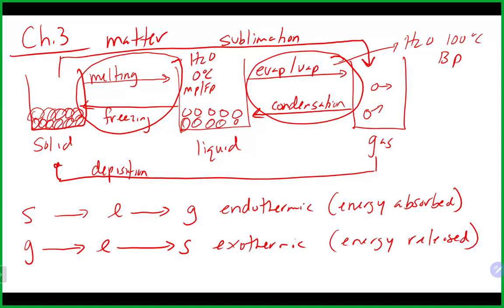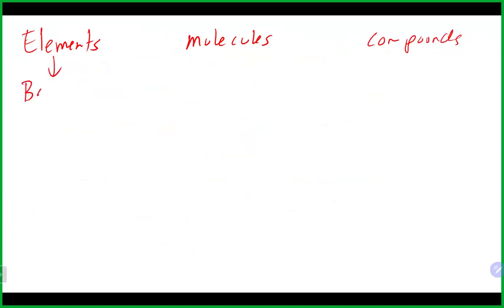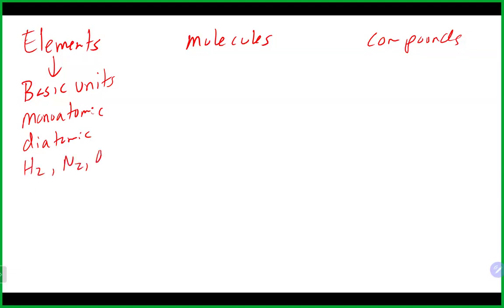All right, then we talked about a few things, I think, as well. We talked about elements, right? Talked about molecules, and we talked about compounds. And a reminder that elements are your basic units of everything. And most elements come as monoatomic, which means they come as one atom. There are certain elements that come as diatomic, which means they come as twos, like hydrogen, nitrogen, oxygen, chlorine, fluorine, bromine, and iodine. So these guys all come naturally as twos.